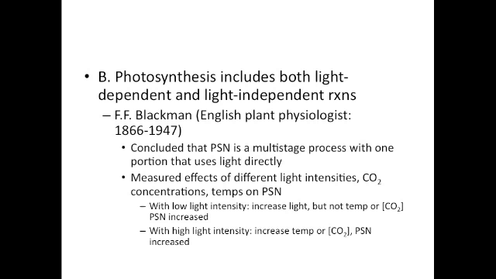So what he did is he measured the effects of different light intensities as well as CO2 concentrations and temperatures on photosynthesis. And he realized that as long as the light intensity was low, he could increase the light, but not the temperature or the CO2 concentration, and the rate of photosynthesis increased. But with high light intensity, if he increased the temperature or the CO2 concentration, photosynthesis also increased.